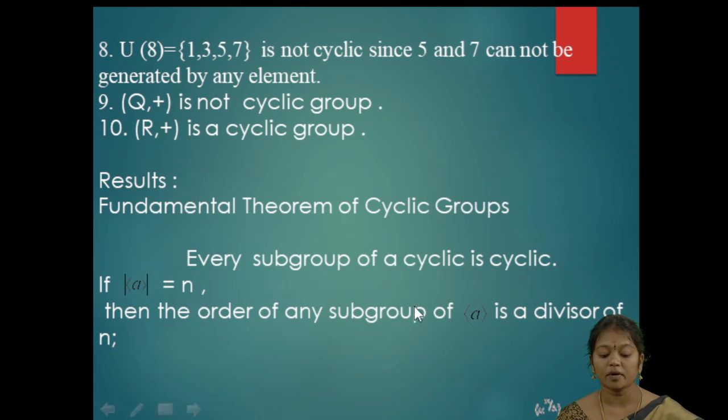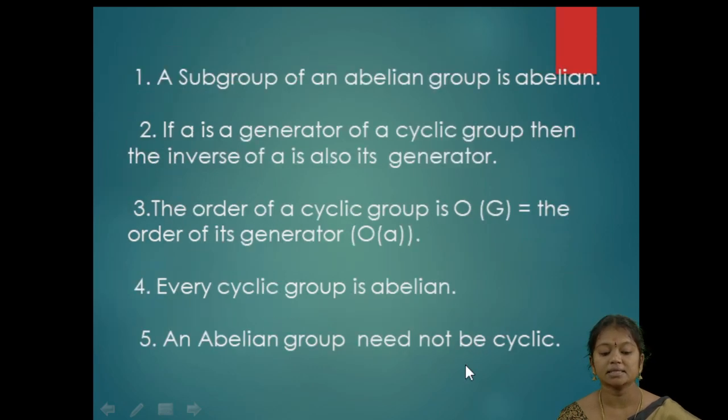Every subgroup of a cyclic group is cyclic. If the order of the cyclic group A equals n, then the order of any subgroup of the cyclic group A is a divisor of n. Next result: a subgroup of an abelian group is abelian.